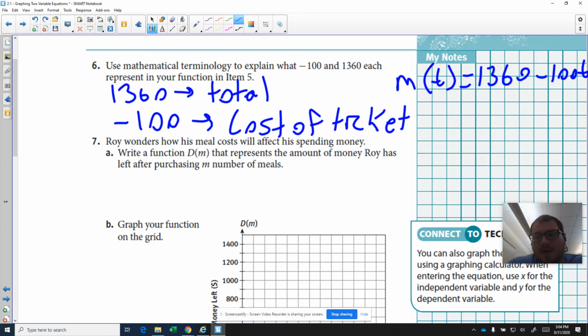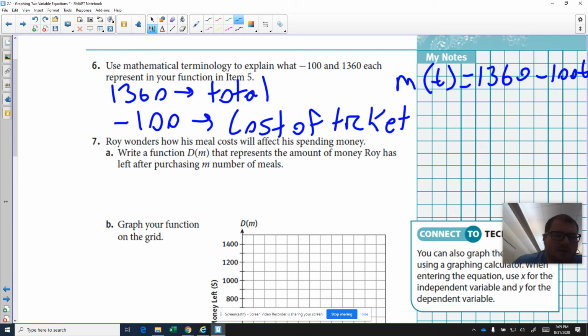Lastly, that T in the problem represents the number of actual tickets that we are buying. So notice it's minus 100 times T, okay? Because if we buy 5 tickets, then we have to subtract not $100, but $500 from what we have, all right?